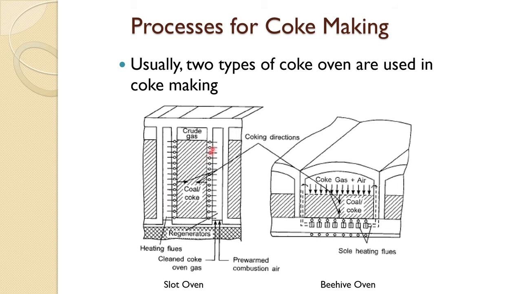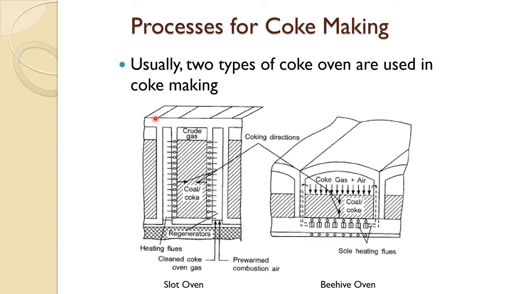So, these are the side chambers. Clean coke oven gas or pre-warmed combustion air comes in heated up. So, from the side you are providing the heat to this coal, and coking occurs from the wall to the center. Once the coking is over, this is pushed away and taken out. You have many ovens like this.